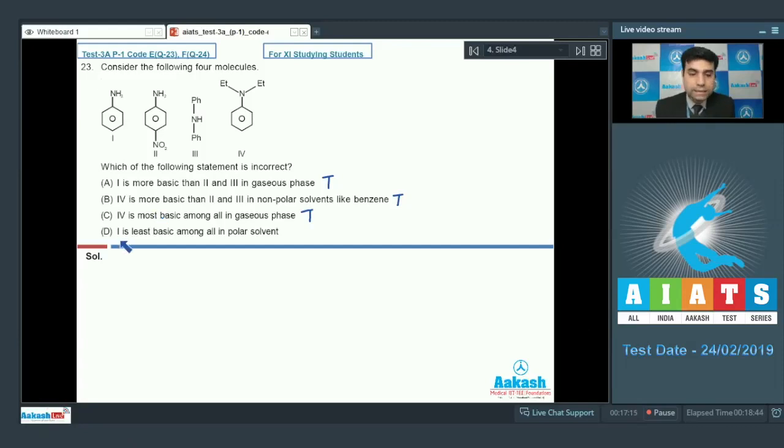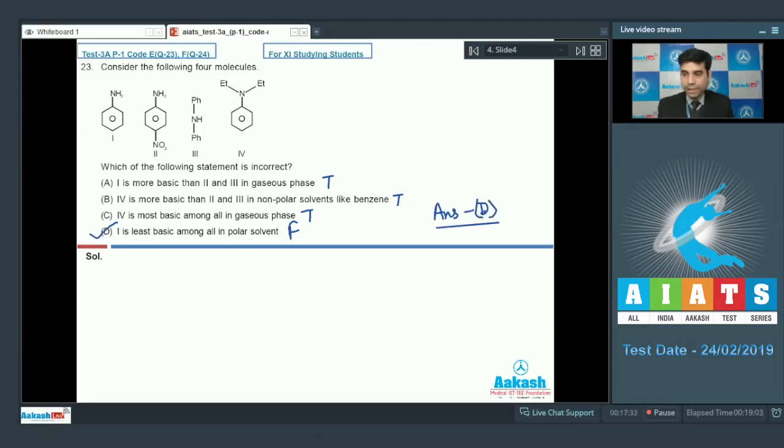If I talk about the D statement, it says 1 is least basic among all in polar solvent. If I talk about all 4 options, 1 is more basic than 2 as well as 3. So this statement cannot be right. Hence, this is a false statement and the correct answer for this question will be option D.